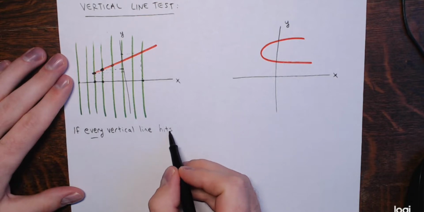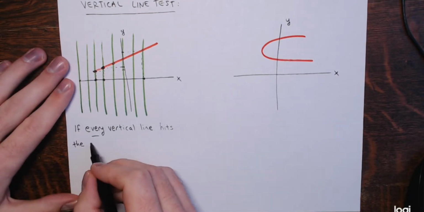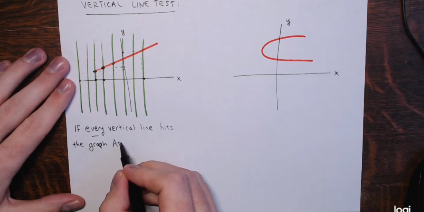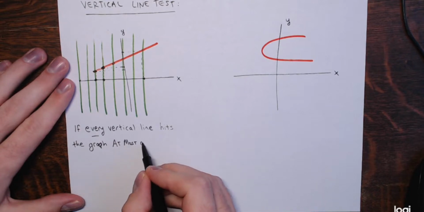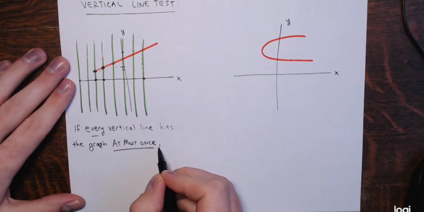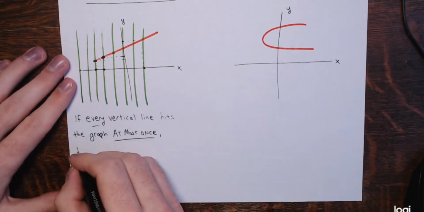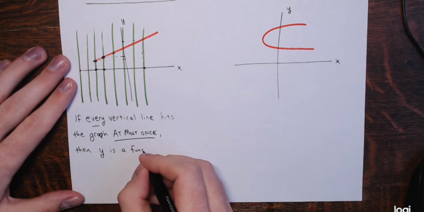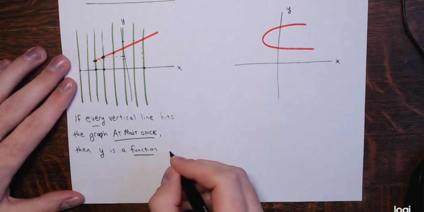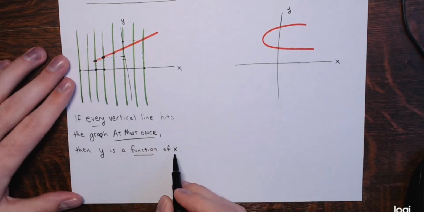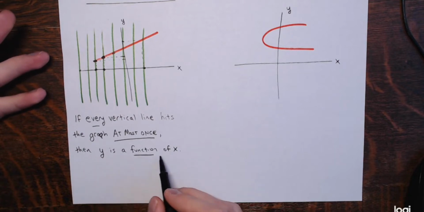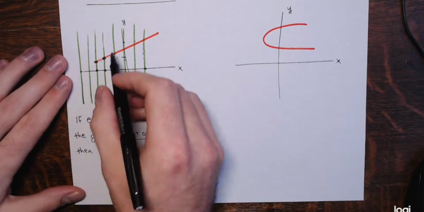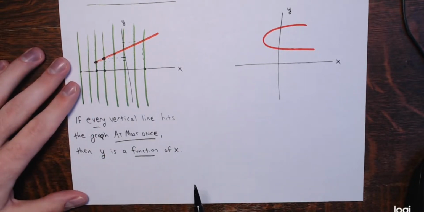But if every vertical line intersects the graph or hits the graph at most once, so 0 times or 1 time, then it is the graph of a function. Then we would say y is a function of x. Or you could say that it is the graph of a function. Right? Basically, when I say y is a function of x, that just means every x maps to one y. Every x corresponds to exactly one y value. And this is called the vertical line test right here.